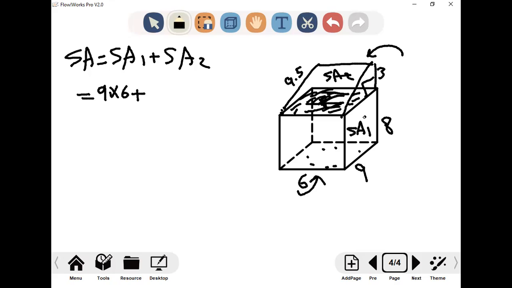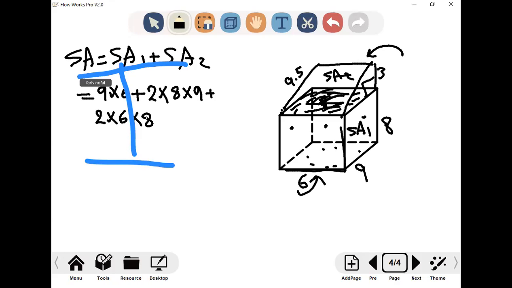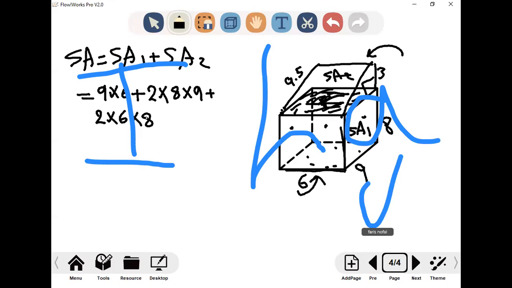So I will find this one, which is 9 multiply 6, plus this one and this one, they are the same, right? So 2 multiply 8 multiply 9, plus the one in the front and the one in the back, 2 multiply 6 multiply 8. Remember, 2 length width, 2 width height. Here I didn't put 2. Why? Because I want only the base down. Do you understand?